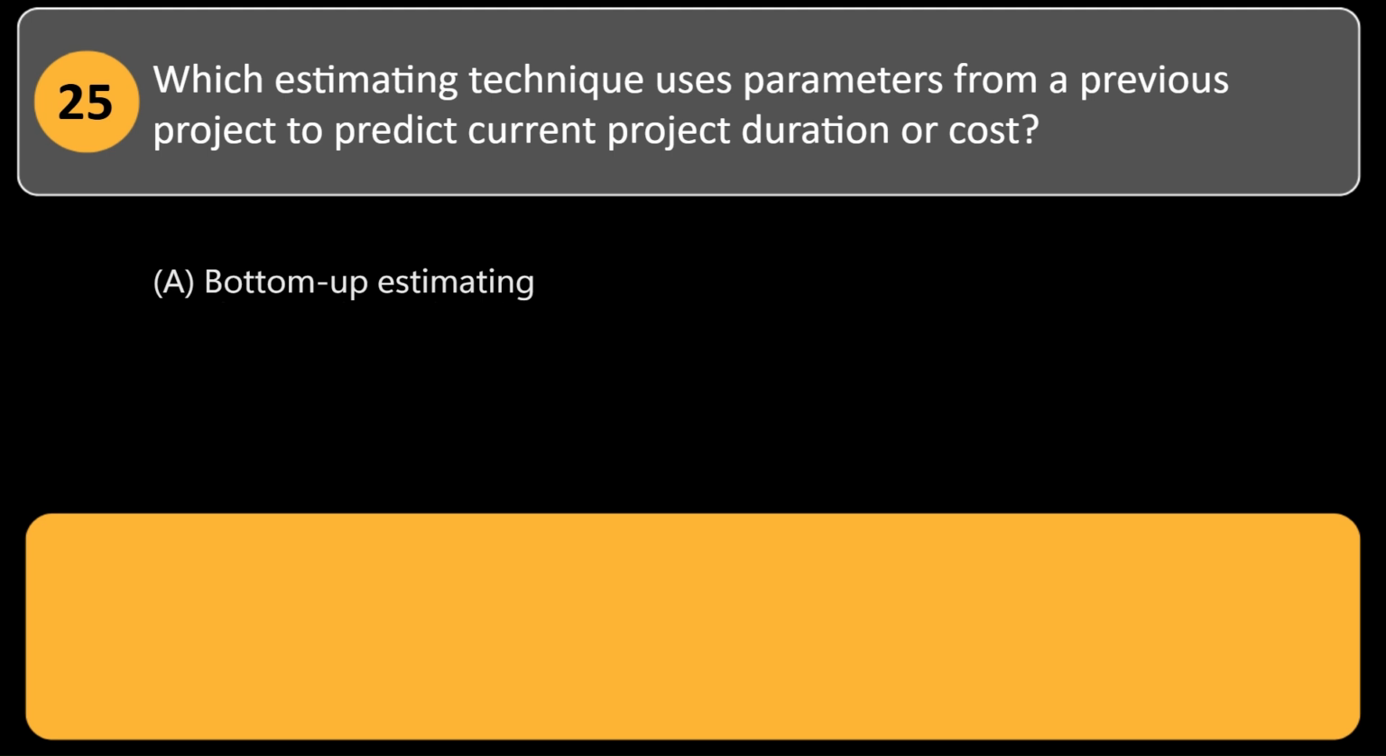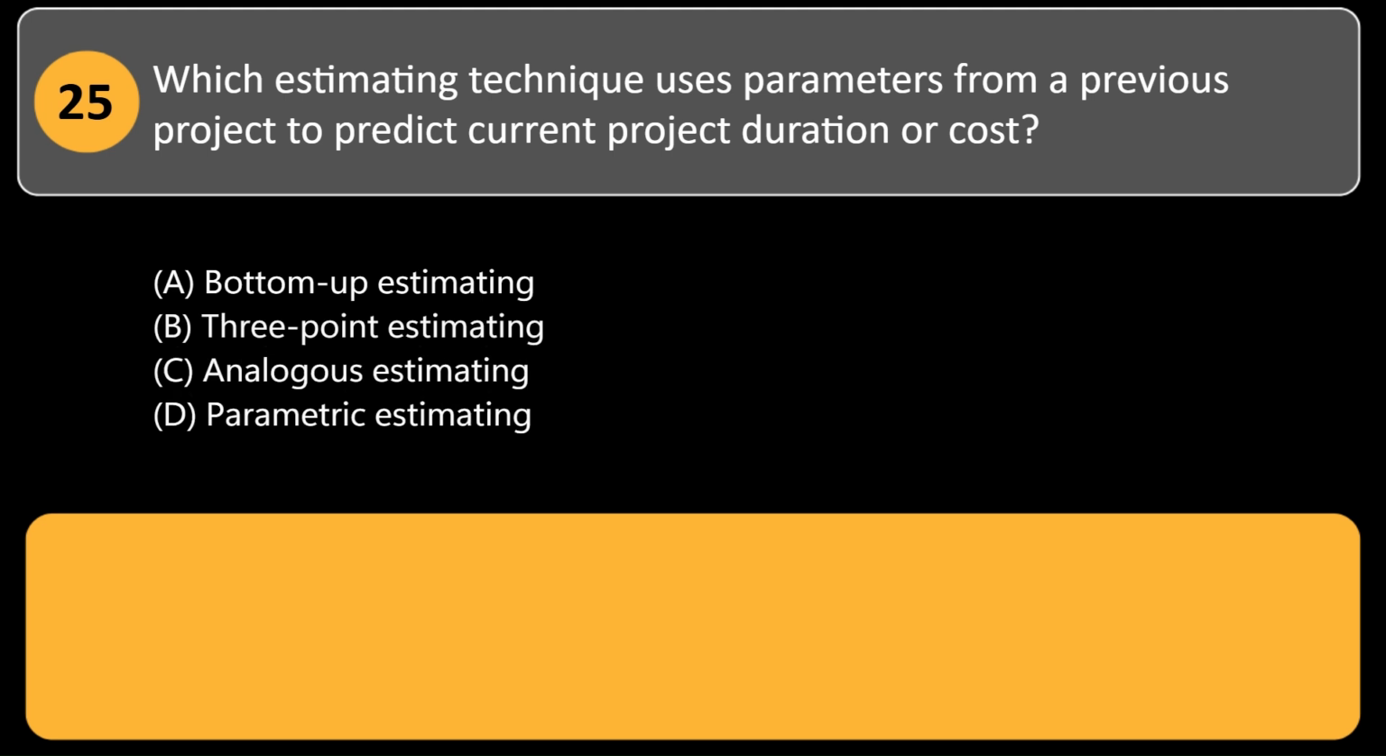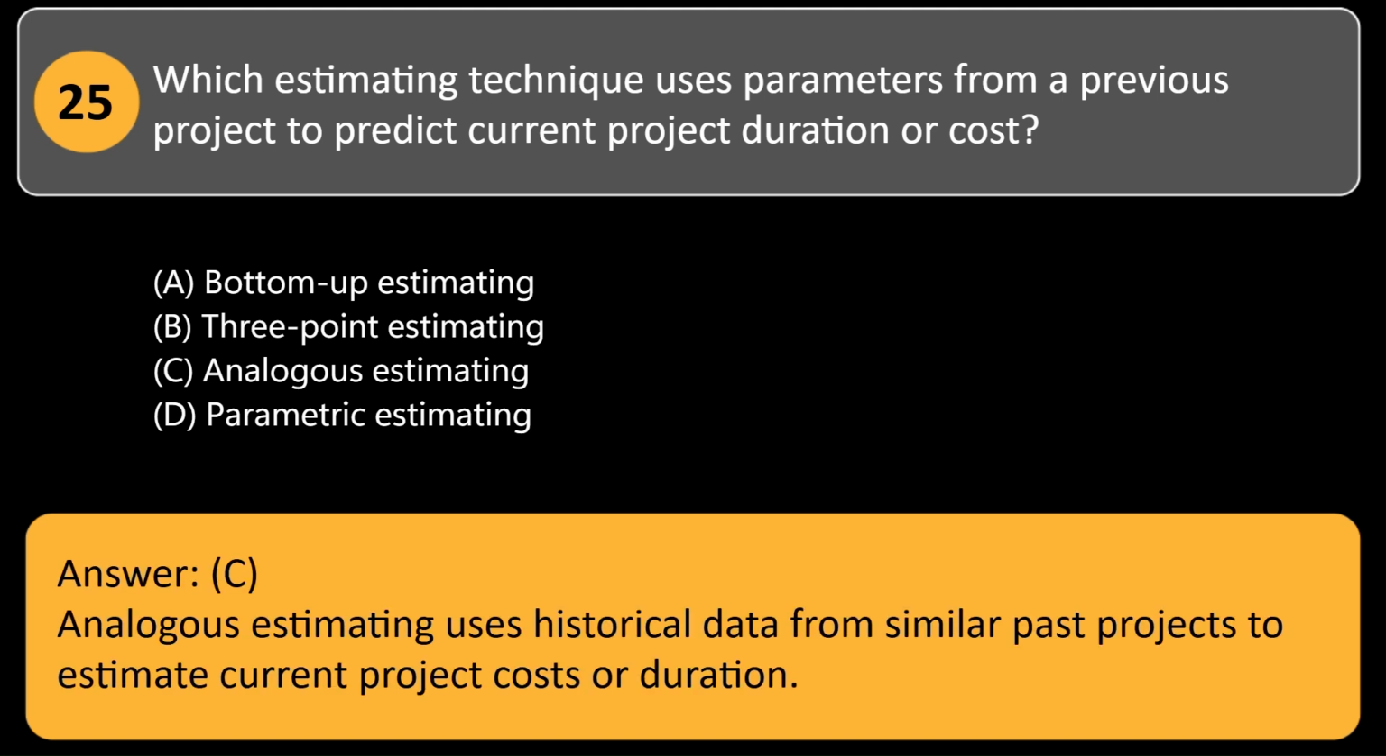Which estimating technique uses parameters from a previous project to predict current project duration or cost? A. Bottom-up estimating. B. Three-point estimating. C. Analogous estimating. D. Parametric estimating. Answer C. Analogous estimating uses historical data from similar past projects to estimate current project costs or duration.